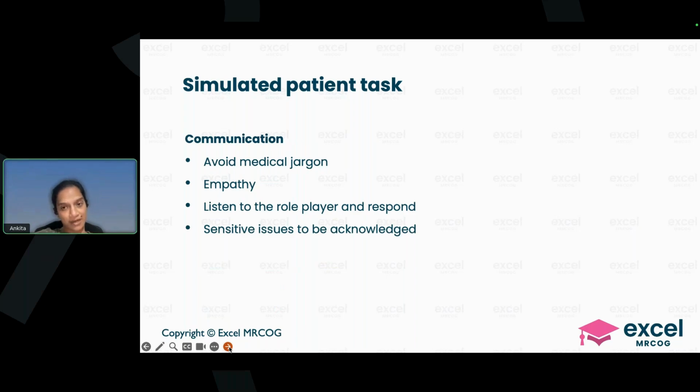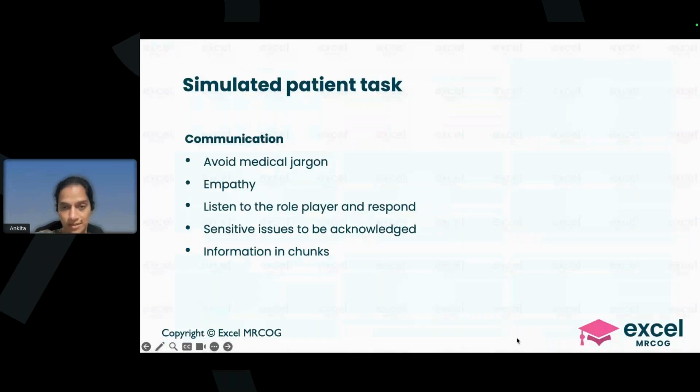Sensitive issues need to be acknowledged, like when you say something like multiple partners, okay, you need to signpost. So say that, don't mind me asking, did you have multiple other partners in the past? Okay, so other sexual partners in the past. That is how you should say it. Okay, so that's important.